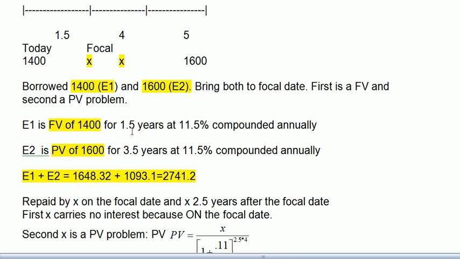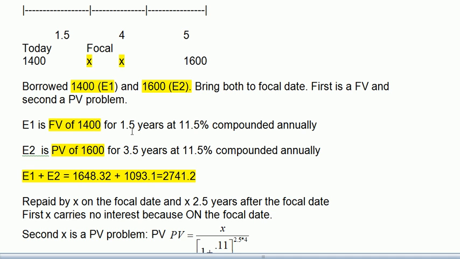Now we have the two borrowings of $1,400, we can call that E1, and $1,600 E2. We bring both back to the focal date. The first is a future value problem, and the second is a present value problem.